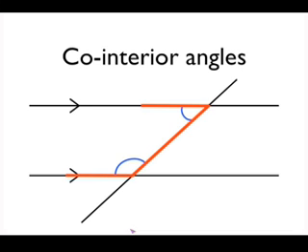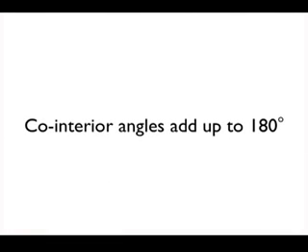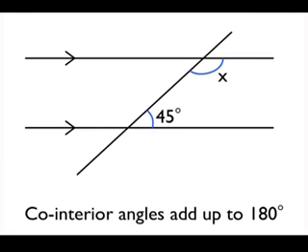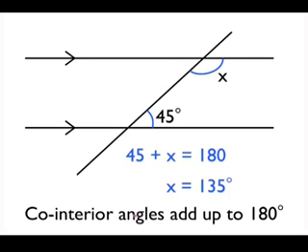The thing is, co-interior angles are supplementary. That is, they add up to 180 degrees. So the trick is in spotting which angles are co-interior. And so for these two angles, we can see that they are co-interior, and so they are supplementary. Given that is the case, angle X is 135 degrees.